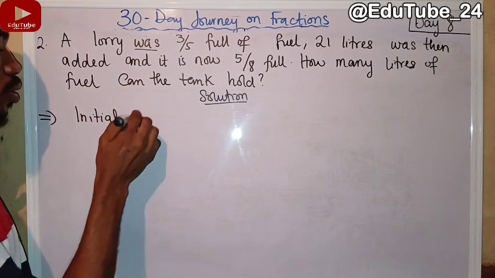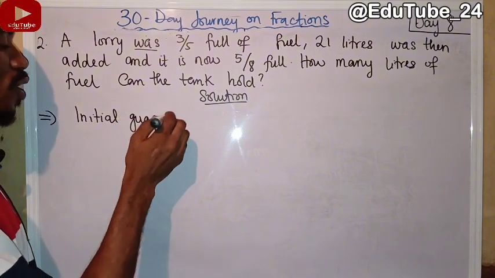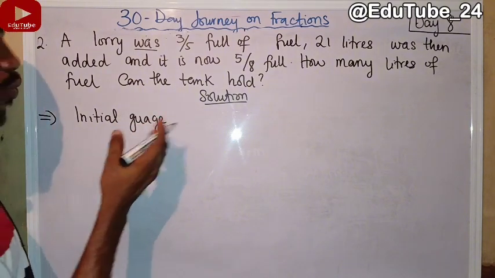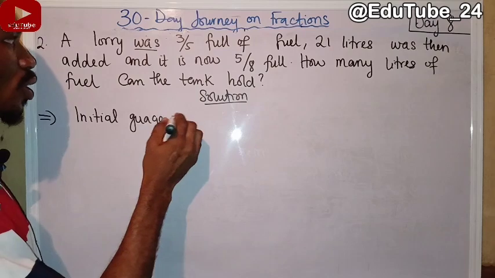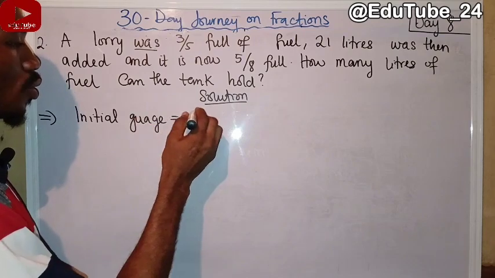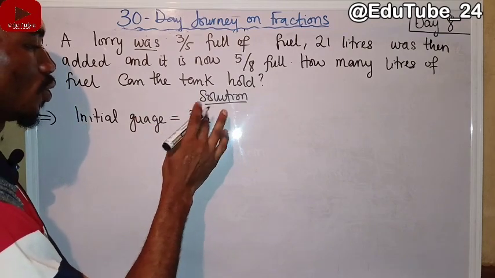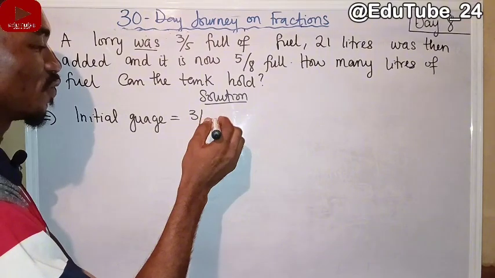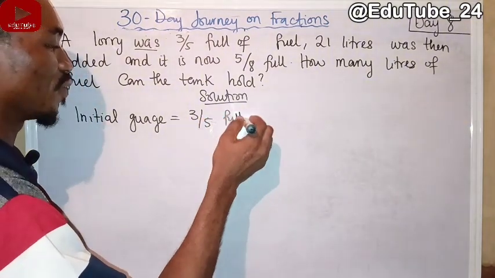Initial gauge. Now you could decide to use another description for your interpretation. So the initial gauge is the tank was 3 over 5 full. That means it isn't full, it is 3 over 5 full.